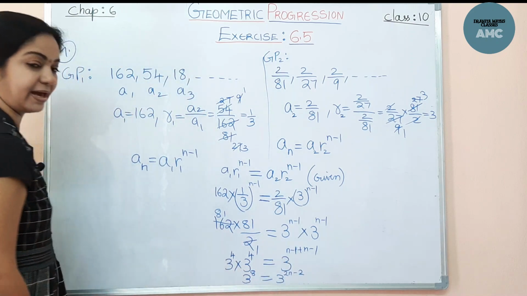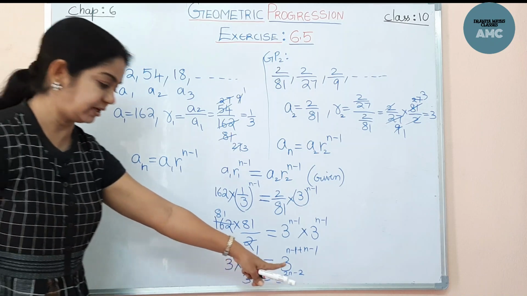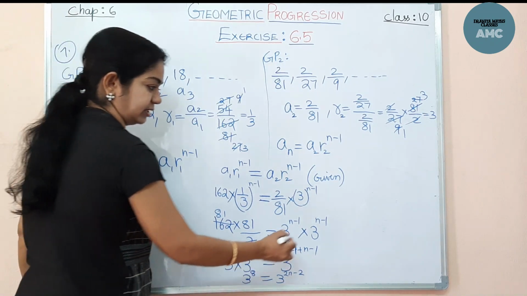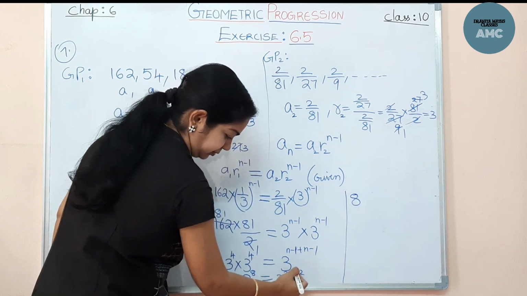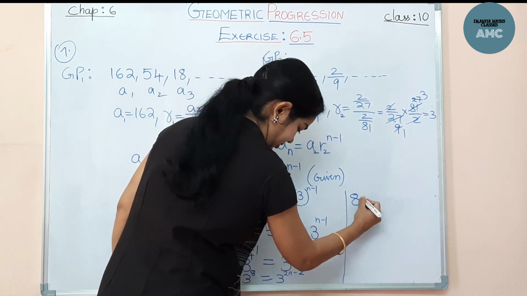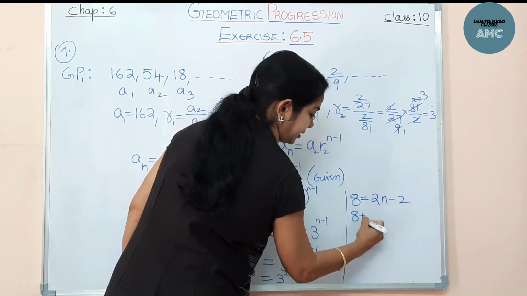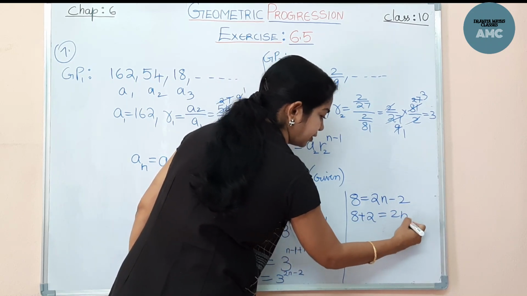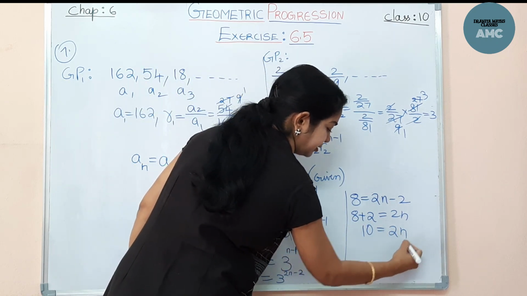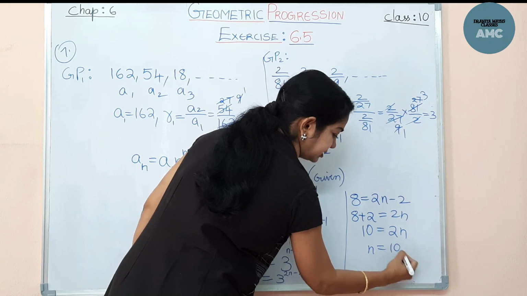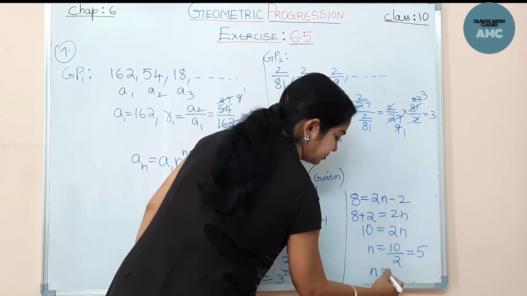So on comparison, since the bases are equal, we can equate the exponents. Now here I'll equate, since the bases are equal, we are equating the exponents, that is 8 is equal to 2n minus 2. Now that comes to 8 plus 2 is equal to 2n. I've brought this minus 2 to the other side. So 10 is equal to 2n. So n is equal to clearly 10 by 2, that is 5. So n value is 5.